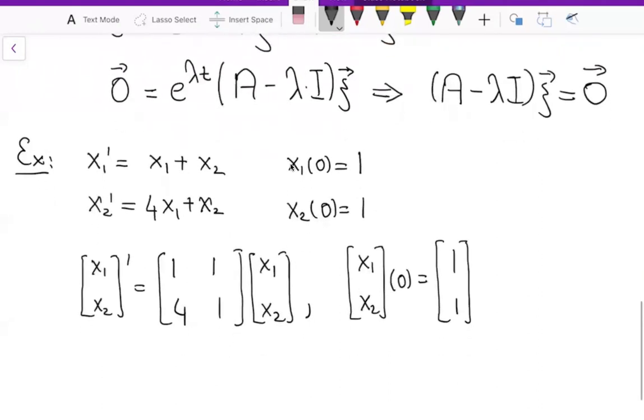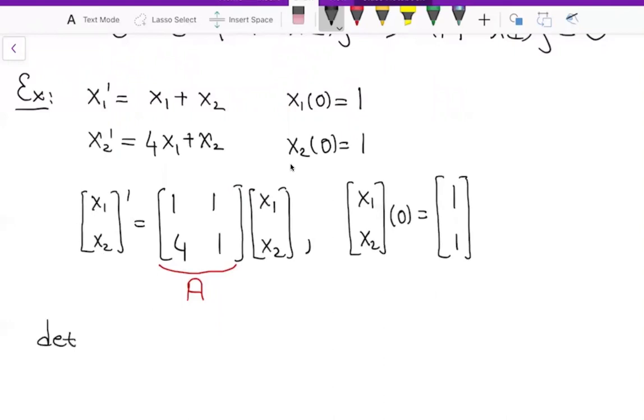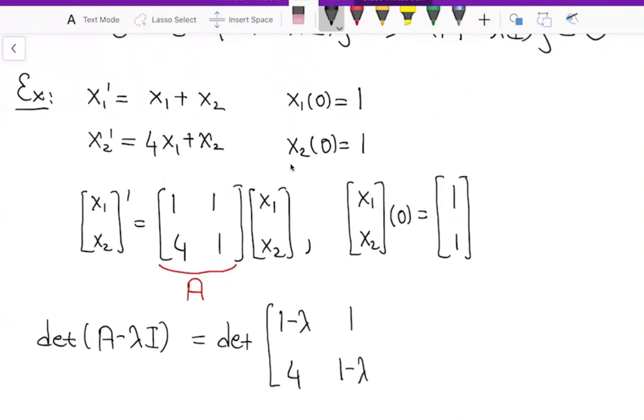From the motivation above, I'm going to find the eigenvalues and eigenvectors of this matrix A. So here, this is our A. Now, how do we find this? We first compute the determinant of A minus lambda I, which is the determinant of [1 minus lambda, 1; 4, 1 minus lambda]. Remember, I told you a quick method for the 2 by 2 case.